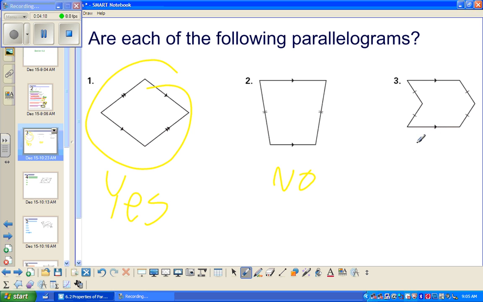And then what's the problem on number 3? Well, it's not a quadrilateral. You've got 1, 2, 3, 4, 5, 6 sides. A parallelogram is a quadrilateral with opposite sides parallel. So this is also no.